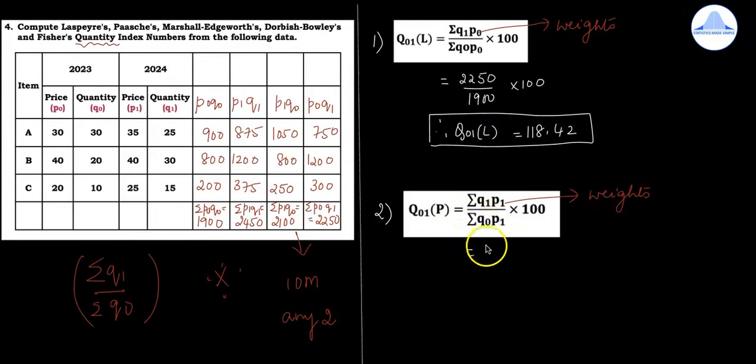Next, calculate Paasche's quantity index number. So the formula is already written. It's summation Q1 P1, which is 2450, divided by summation Q0 P1, which is 2100, into 100. So Q01 of P is 116.67.